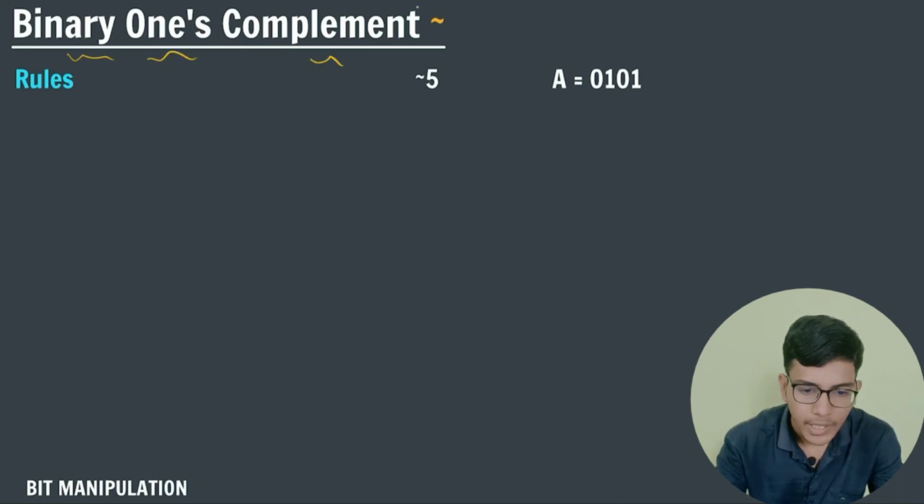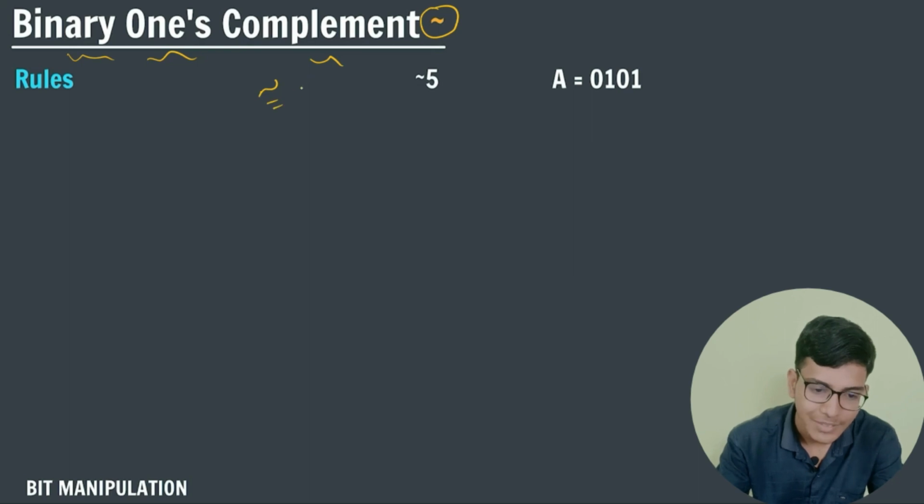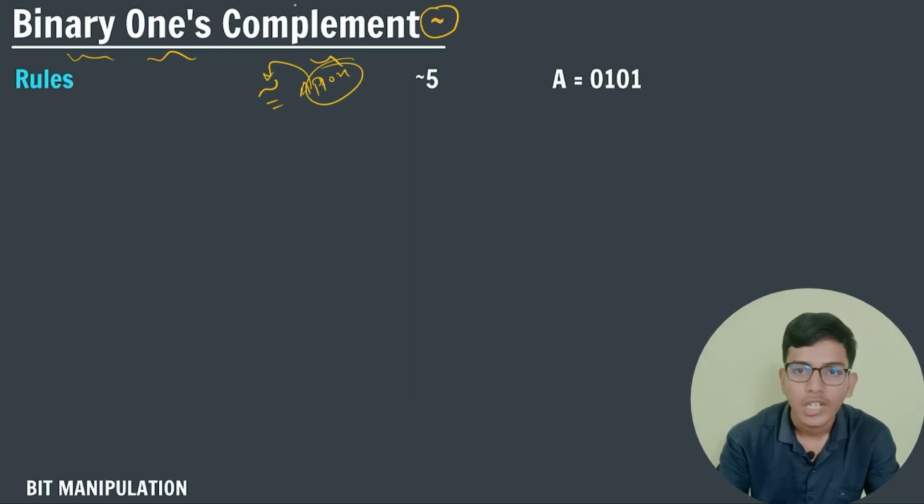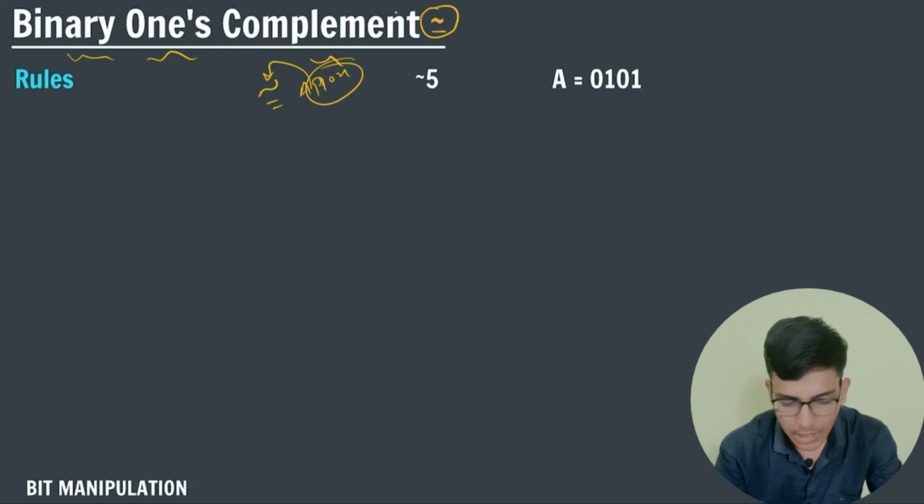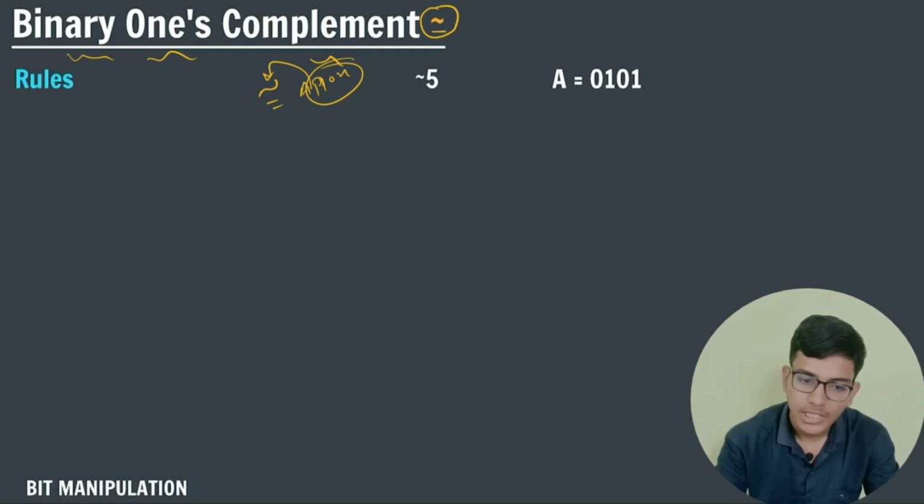Binary ones complement is represented by this symbol, and in maths we used to represent this for approximately, right? So for approximate value we use this kind of symbol, and in computer language we use this symbol for binary ones complement, right? Now what binary ones complement does is it will convert 0 to 1 or 1 to 0, right?